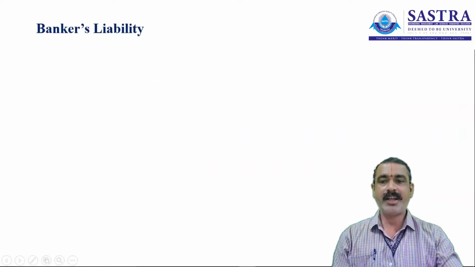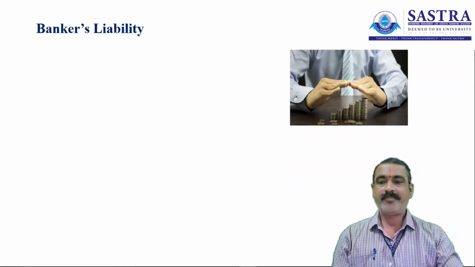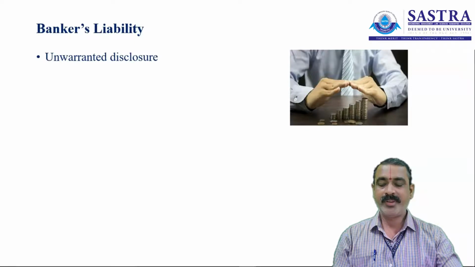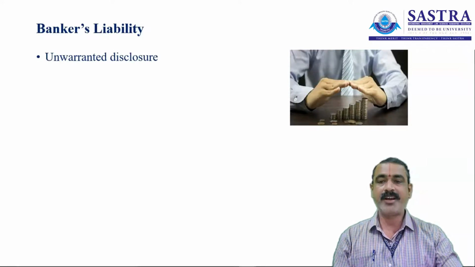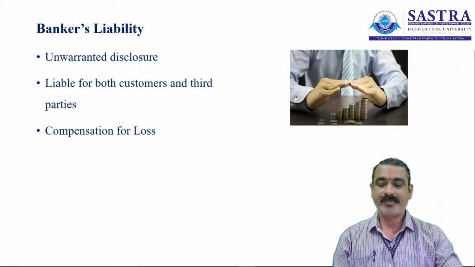Let us see the banker's liability now. A banker who makes an unwarranted disclosure will be liable both to the customers and the third parties too. The banker is liable to pay damages to the customer for the loss incurred. The banker may be liable to the third parties to whom the information has been given. The banker has to compensate the third party for the loss suffered.